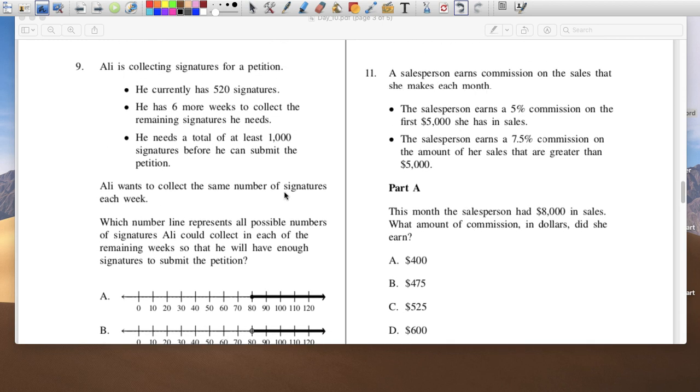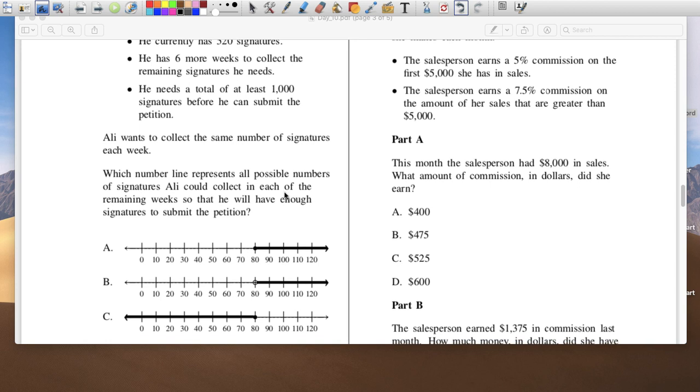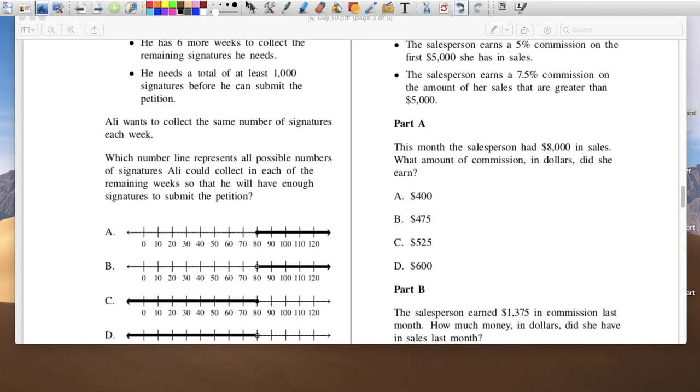So we're looking at an inequality here, right? So let me write what we know. He needs to collect at least 1,000 signatures. So he needs 1,000 signatures, or more. So how many does he have right now? He already has 520. Plus, he's going to go around for 6 weeks, and every week he's going to collect an equal number of signatures. But he doesn't have to collect 1,000 because he already has 520.